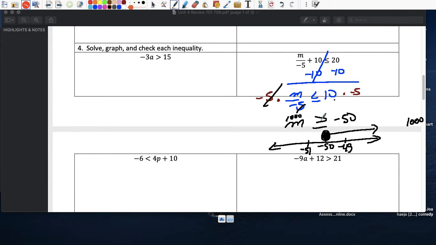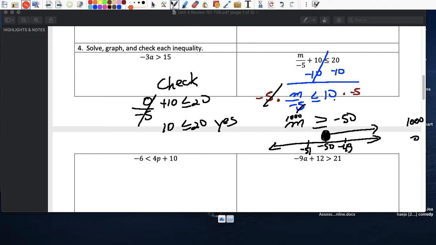So again, we're going to have to check. Ask yourself if we can select 0. We can select 0 because 0 is somewhere over here on the number line, and it's part of the solution. So we're going to do 0 divided by -5 plus 10 is less or equal to 20. Well, 0 divided by -5 is just 0. That goes away. And is 10 less than 20? Yes, it is. So we are good.